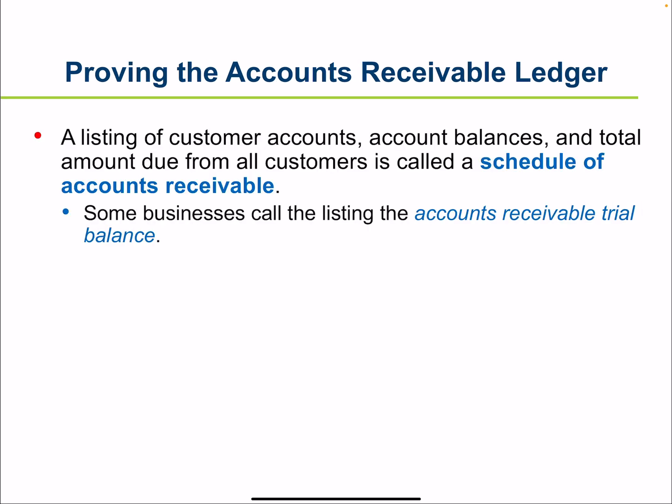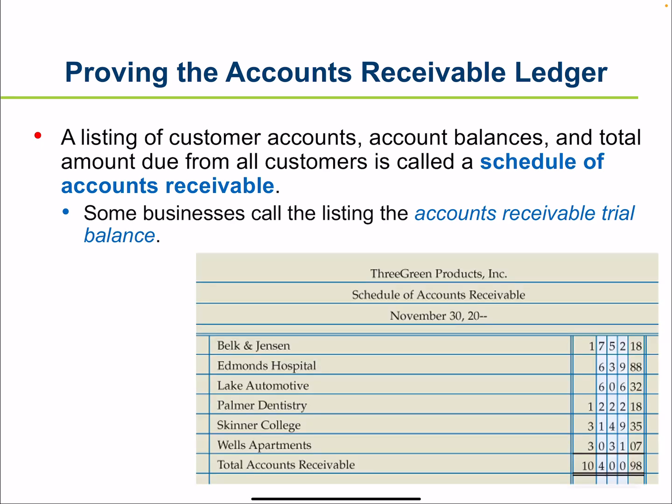From there, you will prove the accounts receivable ledger, a listing of your customers' accounts. The balances and the total amount due from all customers is a schedule of accounts receivable. Some businesses call this listing an accounts receivable trial balance. So those are interchangeable words. Just like your schedule of accounts payable, in your schedule of accounts receivable you will list all of your customers' names and the balances. If they have 0 balances, they do not need to be put on there.